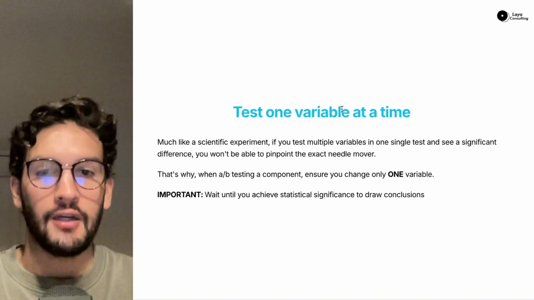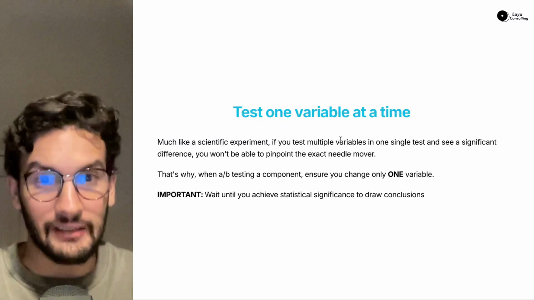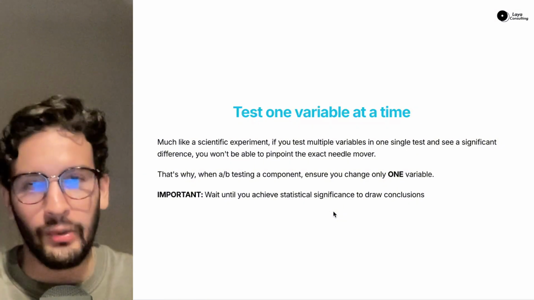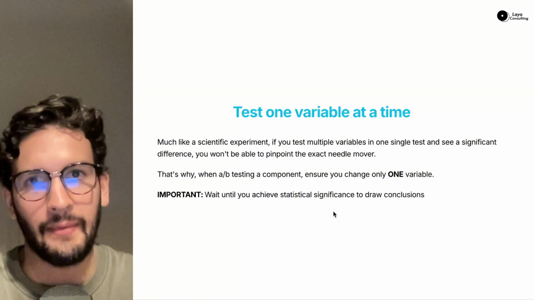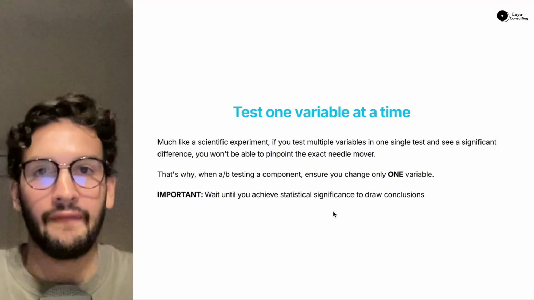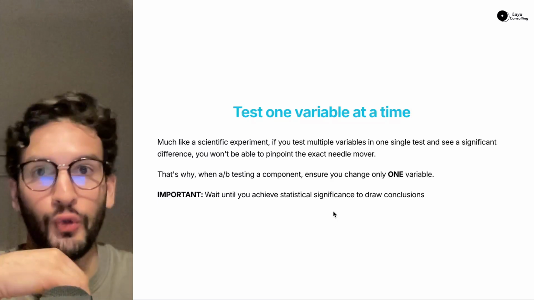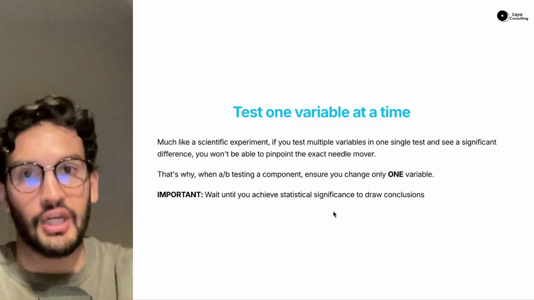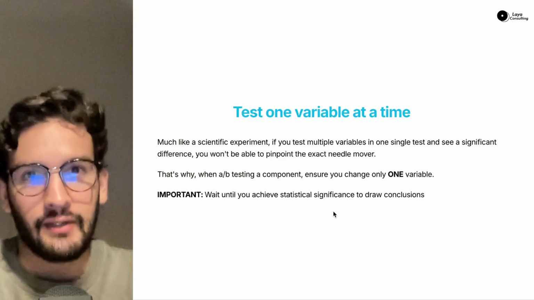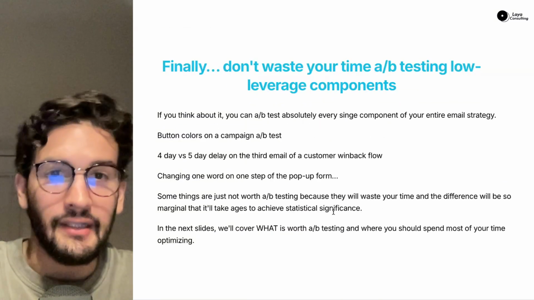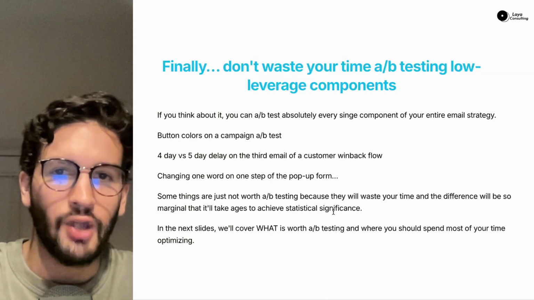Wait until you achieve statistical significance to draw conclusions. With Klaviyo, that's pretty easy. You just basically let the A/B test run, and then Klaviyo is going to decide when you've achieved statistical significance. Okay. Finally, don't waste your time A/B testing low leverage components.